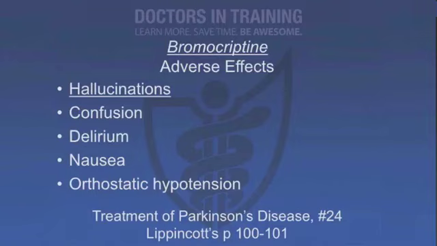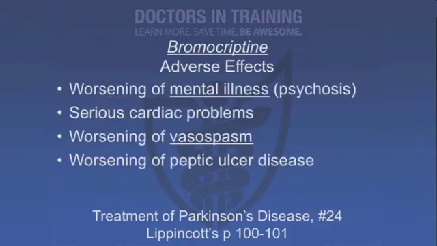In terms of adverse effects, unfortunately, bromocriptine has a lot of adverse effects, and the side effects severely limit the usefulness of these dopamine agonists in general. The drug can cause hallucinations, confusion, delirium, nausea, orthostatic hypotension, much more commonly than with levodopa, but you have less dyskinesia. Bromocriptine can cause mental illness to worsen, and psychosis is associated with excessive dopamine, as we mentioned a couple of times before. Bromocriptine can cause serious cardiac problems, particularly in patients with a history of MI. It can cause worsening of vasospasm in patients with peripheral vascular disease, and it can cause worsening of peptic ulcer in patients who have ulcer history.